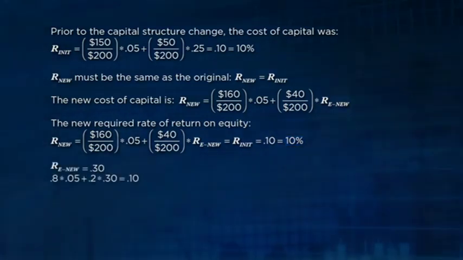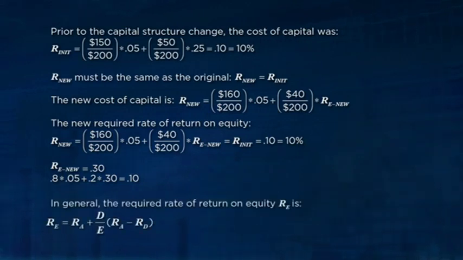If we solve for that, what we see here is that the required rate of return on the new equity is no longer 25%, it's gone up to 30%. And then if we take this weighted average of 160 divided by 200 times 0.05, that's the weight that comes from the debt multiplied by the rate on the debt, plus now only 20% of the capital in the firm comes from equity. Take 0.2 times the 30%, we see that the weighted average cost of capital is still 10%.